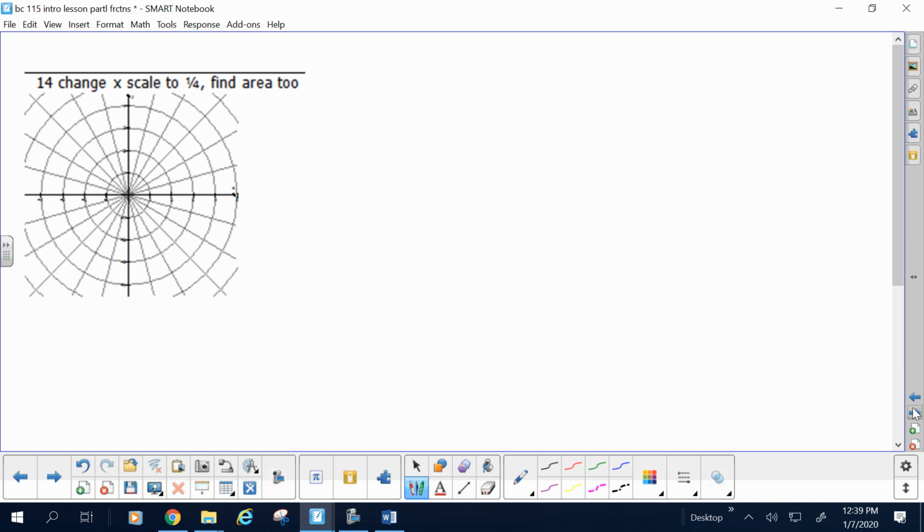Okie dokie. Is 9 still a question? All right. You can scratch find area too. We never covered how to find area in polar yet. Scratch what? Okay. 9, 14.